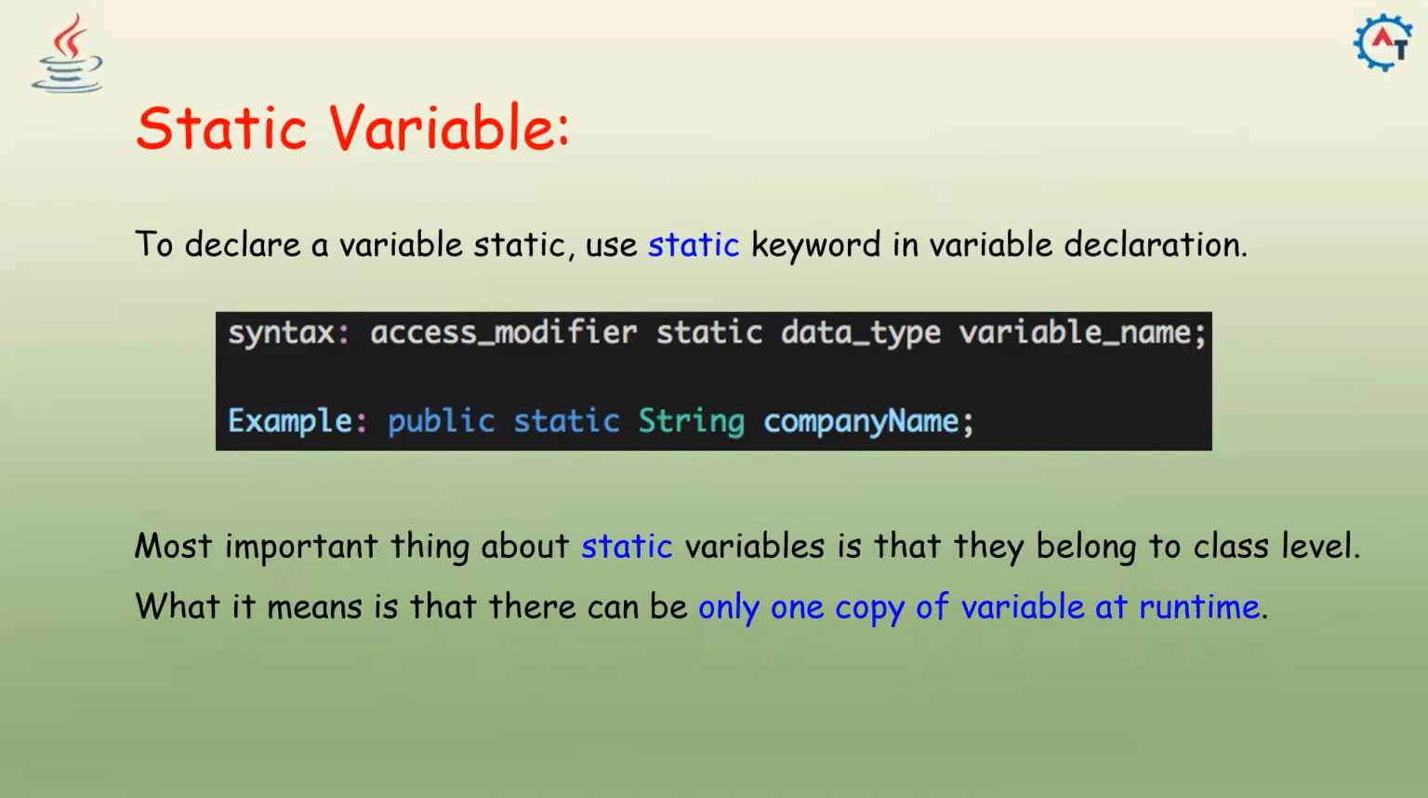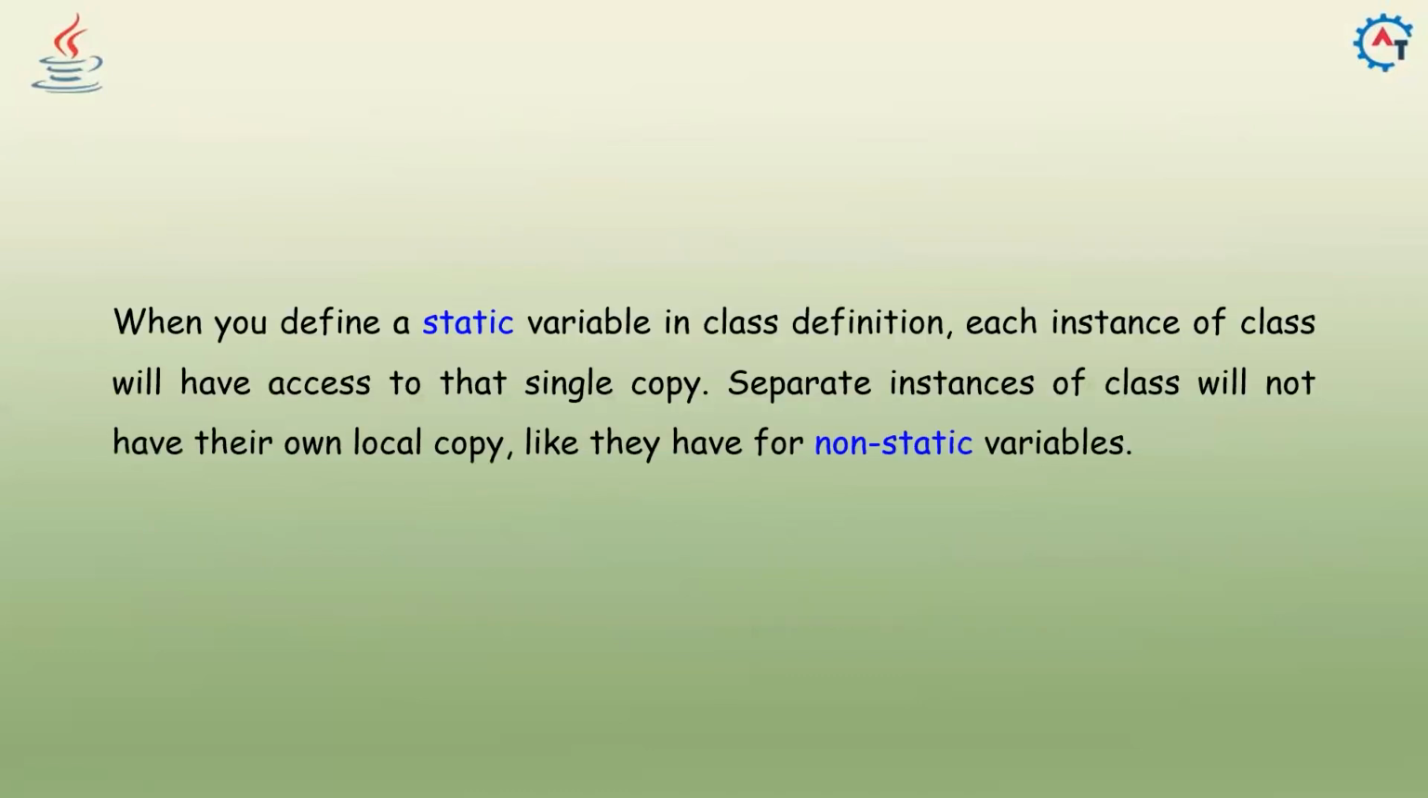And when an object gets destroyed, the instance variables get destroyed. But here, there is only one copy of the variable at runtime, as it is associated with the class. Because of that, it will not occupy more memory, right? For each object, it will not create memory for that. So because of that, it is memory efficient.